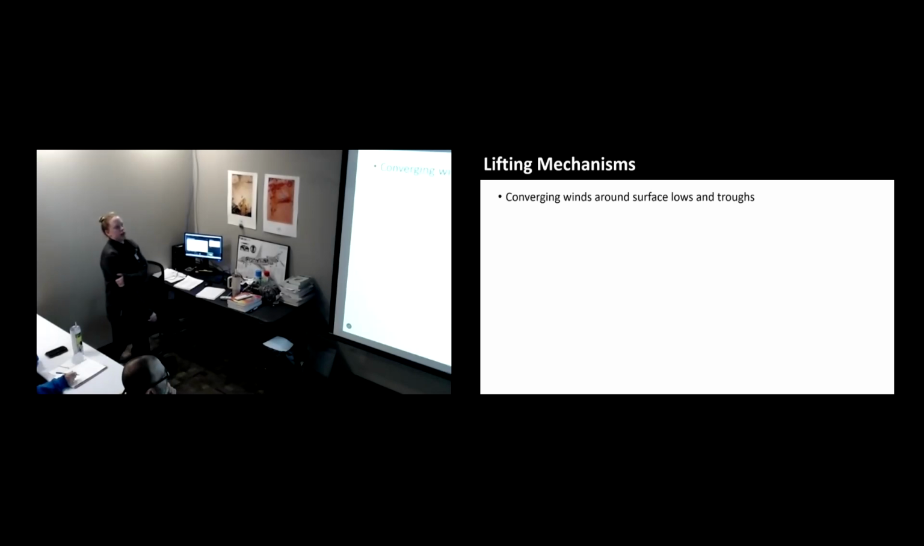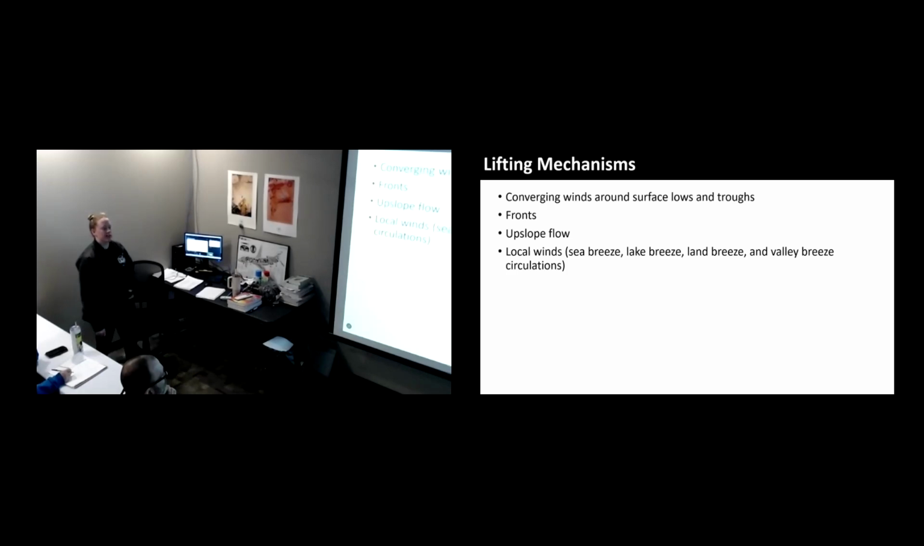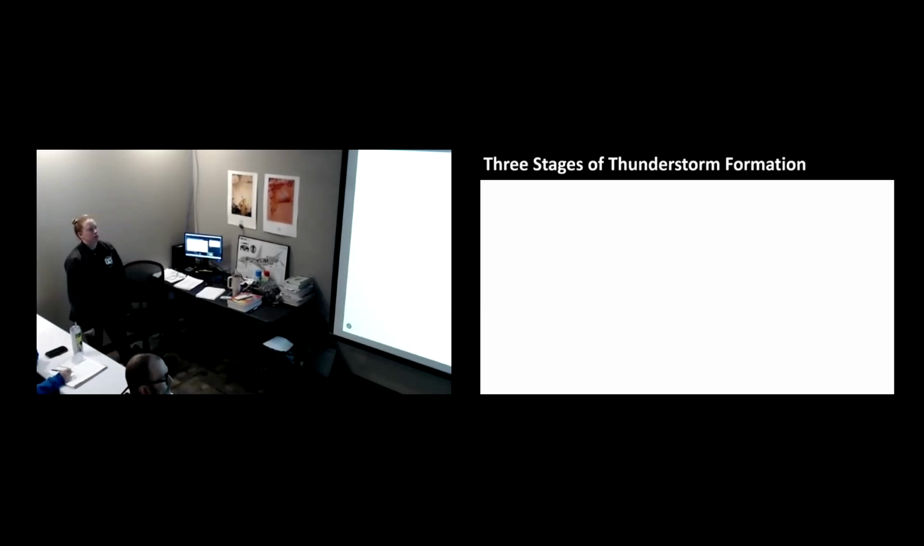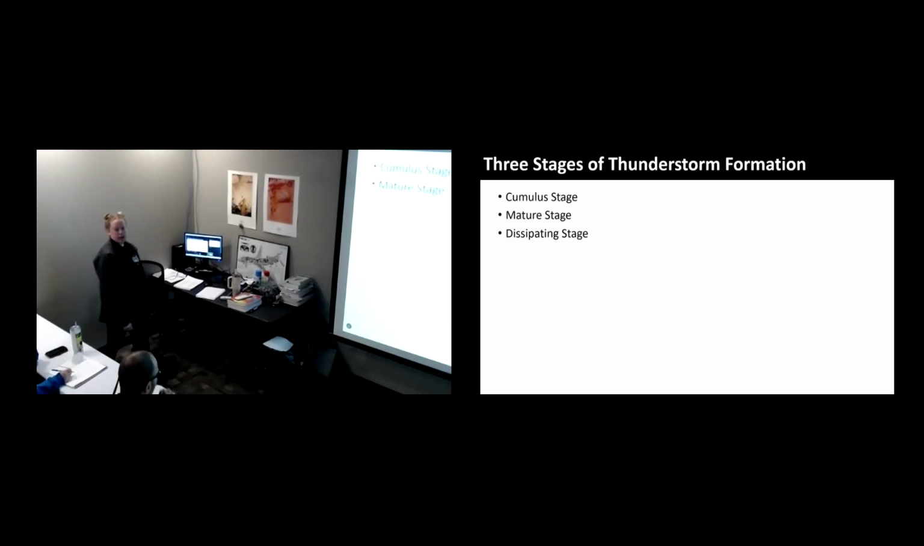So converging winds around lows and troughs could be your lifting mechanism. Fronts, upslope flow, as in a mountain where the air is being pushed up the mountain, could cause your lifting action. Local winds, like sea breezes and land breezes. And there are 3 stages, okay? So there are 3 things you need, and then there are 3 stages. These are important as well. You also need to know the order. Cumulus stage, mature stage, and dissipating stage.